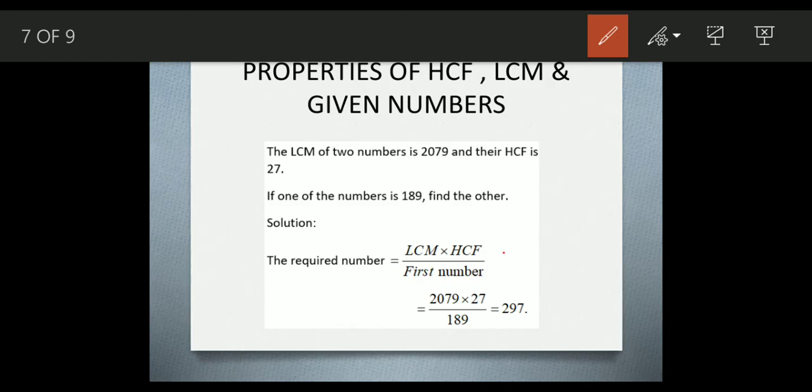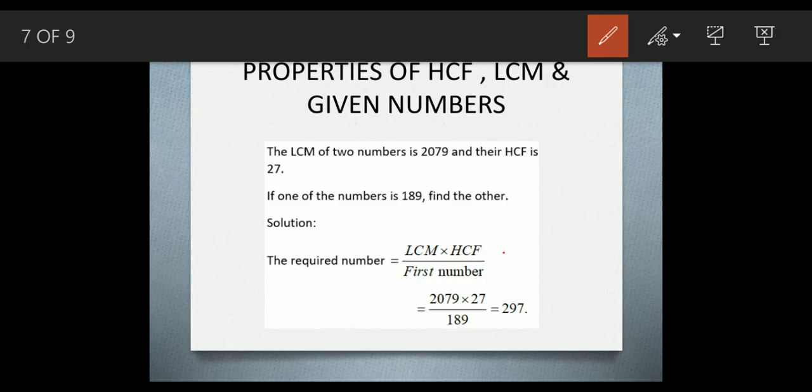According to the formula, HCF into LCM is equal to the product of two numbers. First multiply HCF and LCM. Then in the product of numbers, I have only one number. I don't have the other number. Right? So to find the other number, what will I do? I'll bring that one number to the opposite side. So it will become division. So LCM into HCF by the first number. Substitute the values: 2079 LCM into HCF 27, by 189.